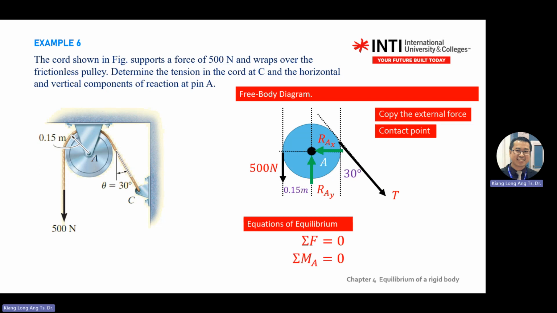So equation of equilibrium, all the force 0, moment at A 0. Why moment at A 0? Because we want to eliminate the reaction at A. Once you put your hand there, RA, RX is disappeared in moment equation. The F multiply D equals 0 for AX and AY, and you only see T and 500 Newton.